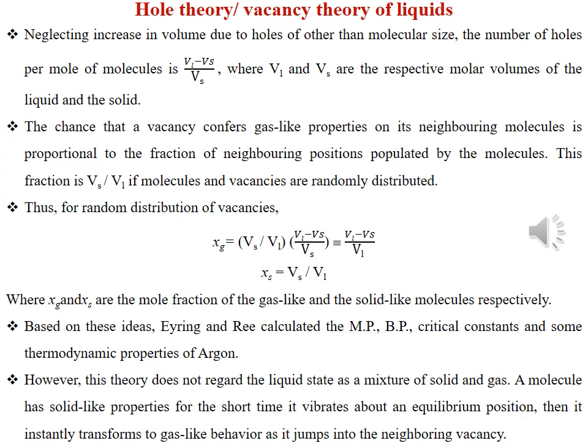So Xz and Xs, what are they? They are simply the mole fractions of gas-like and solid-like molecules respectively, where Z means gas and S means solid-like. Based on these ideas, Irving and Rhee calculated the melting point, boiling point, critical constants, and some other important thermodynamic properties of argon.